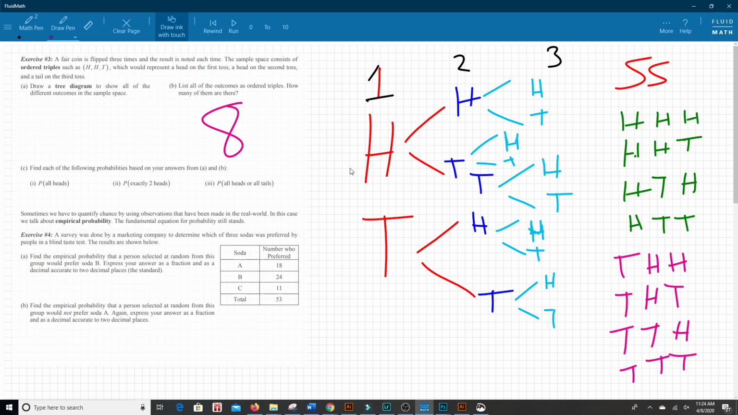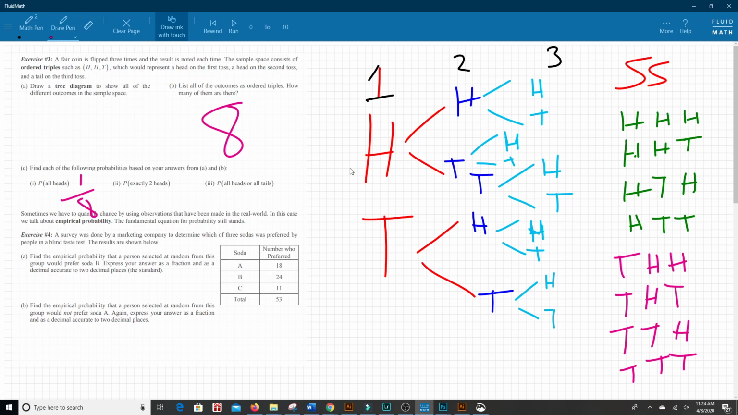So all heads, the probability of getting all heads. The entire sample space is going to be the sample space from the original formula. Remember, we have the outcomes over the sample space, right? So we want all heads. There's only one that has all heads. So it's going to be 1 over 8.